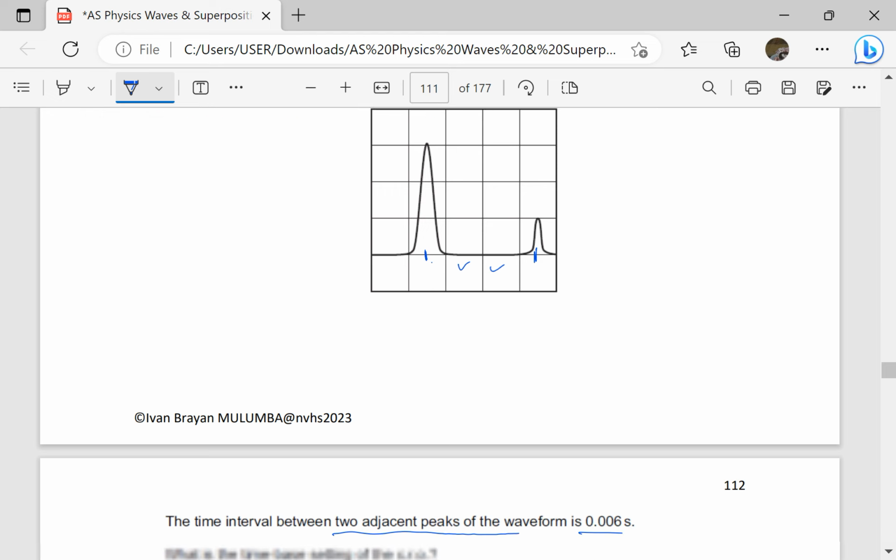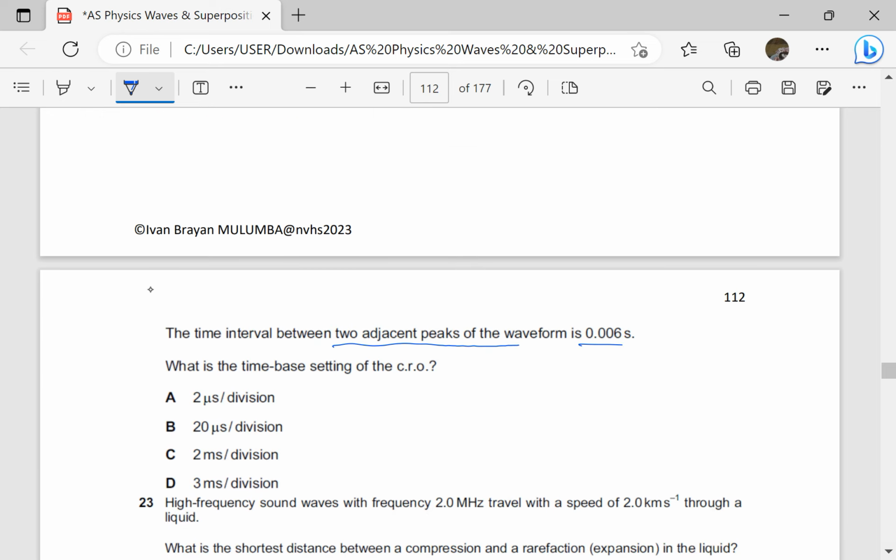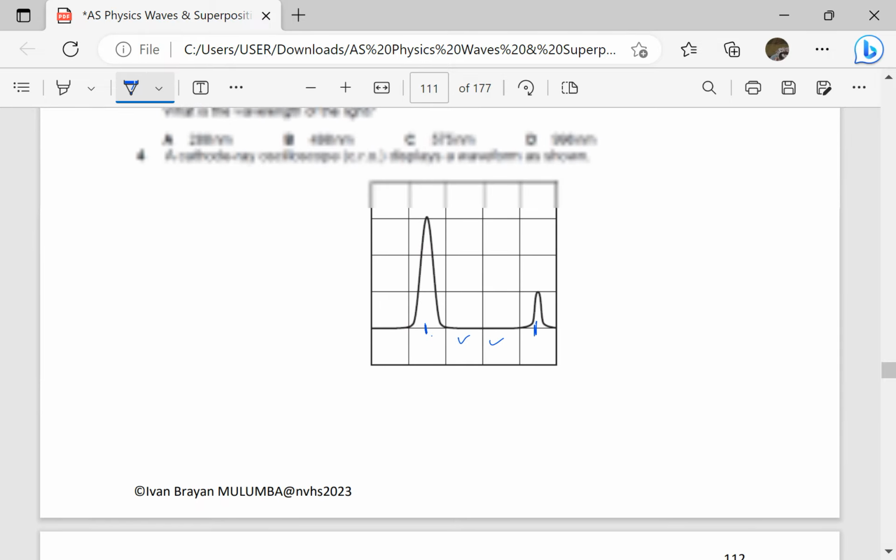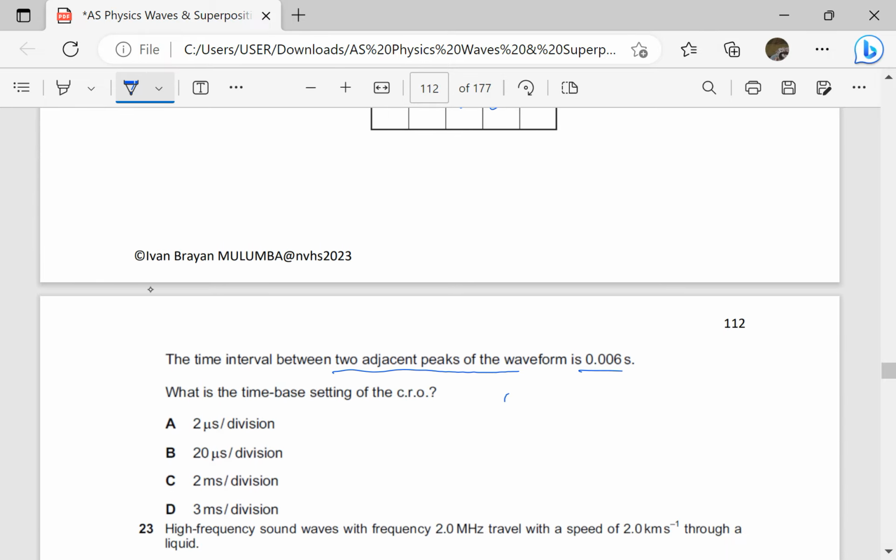So this is 1, 2, 3. So 3 divisions. So 3 divisions are representing the time interval between two adjacent peaks of the waveform, which is 0.006 seconds. So this is going to be L, the time interval, 0.006 seconds, is equal to L, which is 3 divisions, times the time-base setting, which I'm calling X.